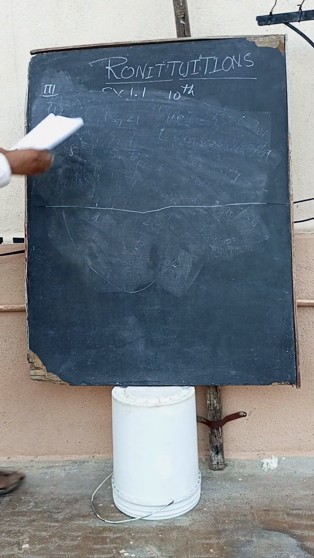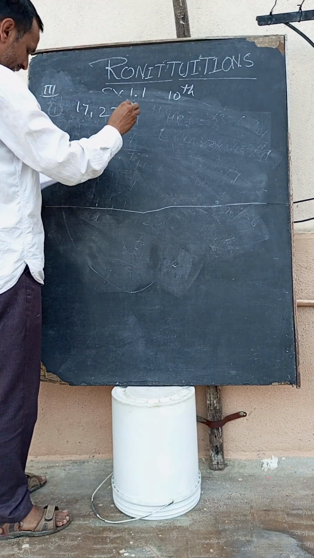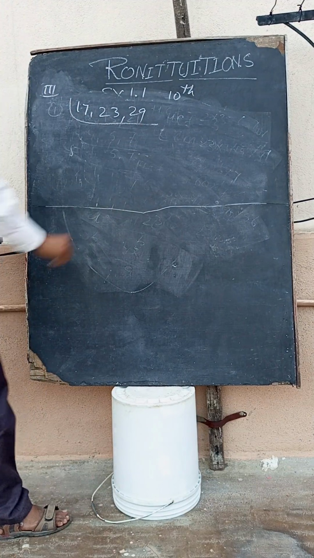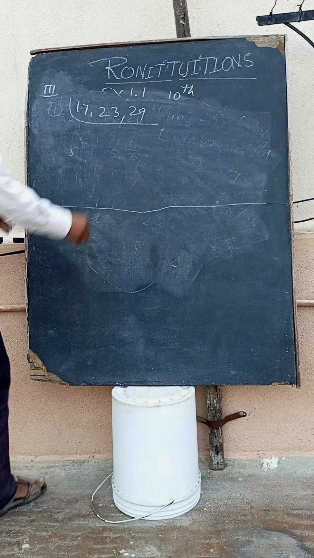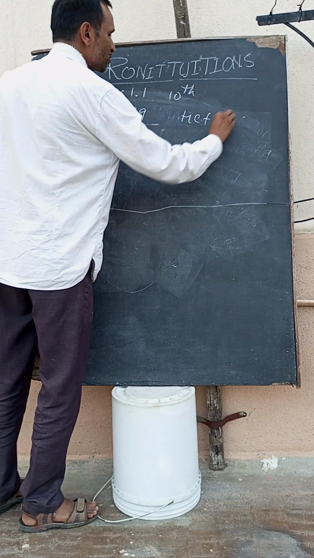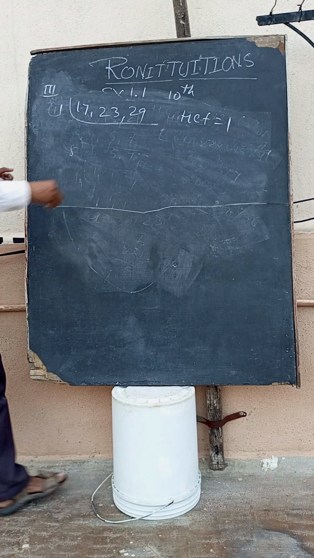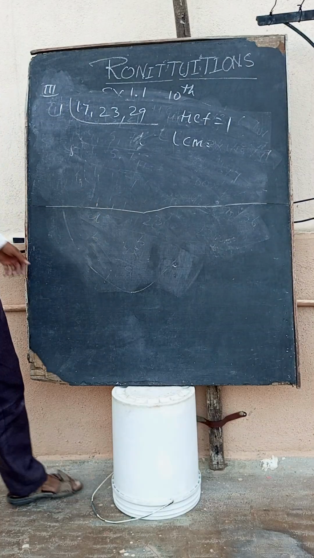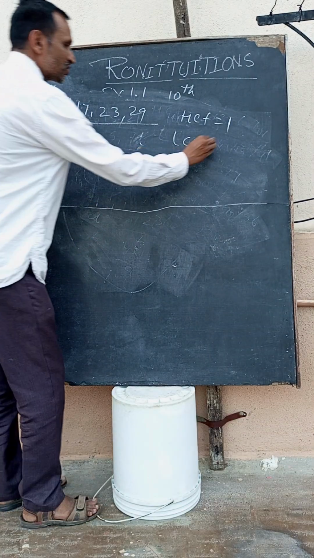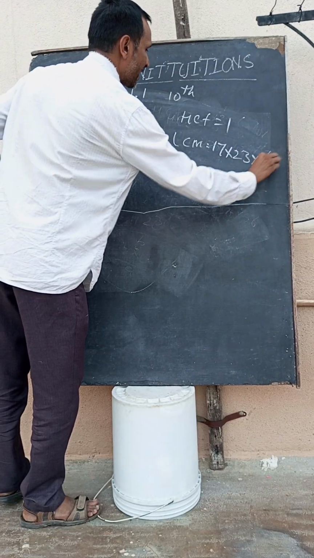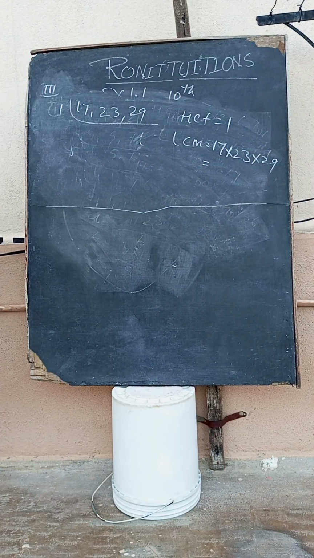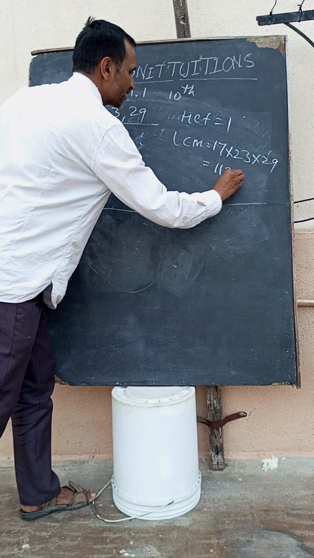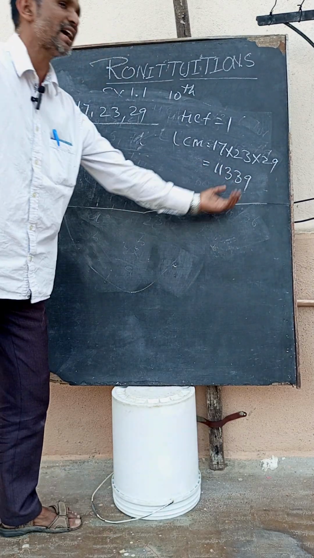Now the second question: 17, 23 and 29. By directly seeing, these are prime numbers. So what is the HCF of prime numbers? Always 1. So here it is 1. Now we are finding the LCM. As I said, it is their product. It becomes 17 into 23 into 29, and if you multiply these numbers, the answer is 11,339. This is the LCM of these numbers.